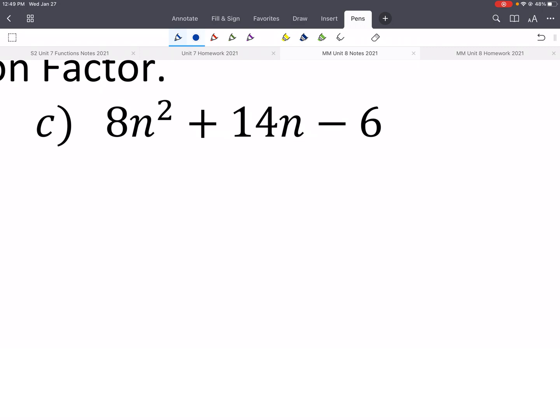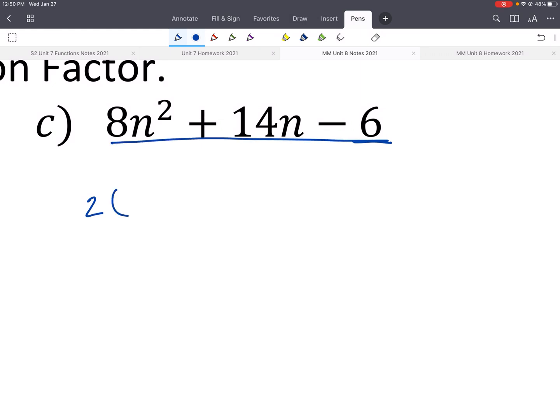So hopefully you gave that a try. What's the greatest common factor for the numbers? Looks like maybe a 2. Okay, 2 goes into 6. Again, it also helps to just look at the smallest number. So 2 goes into 6, 3 goes into 6, but 3 doesn't go into 8 or 14. 6 goes into 6, but 6 doesn't go into 8 or 14. So it's got to be 2. Our greatest common factor has got to be 2.